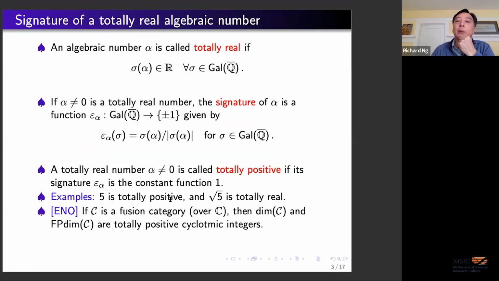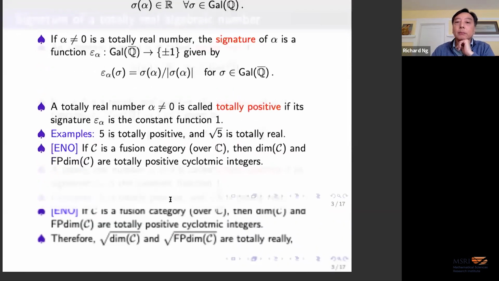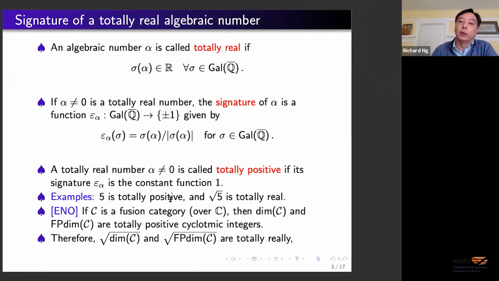Another example, which is crucial to what we are going to talk about, is the global dimension and the Frobenius-Perron dimension. Both of them are shown to be totally positive cyclotomic integers. When you have totally positive cyclotomic integers, you can actually take the square root, just like you take the square root of 5. Then you get a totally real number. So both of them are. And their signatures are different in general.